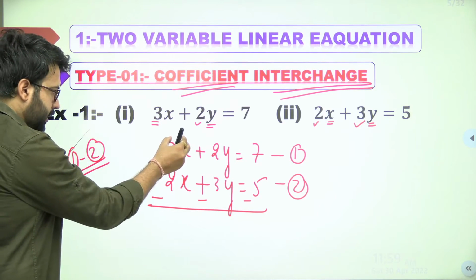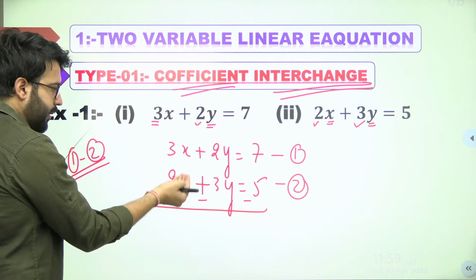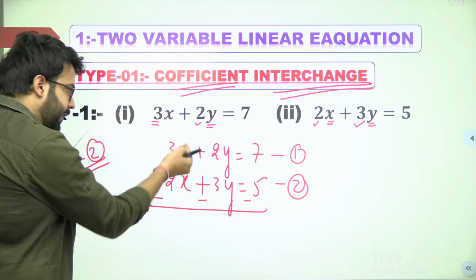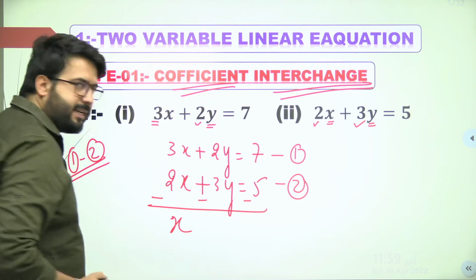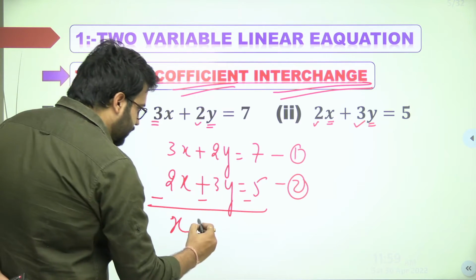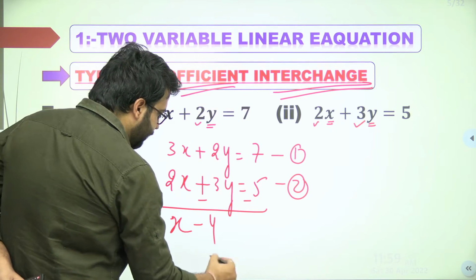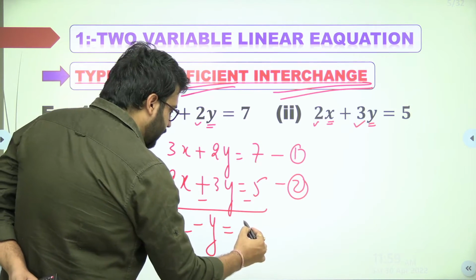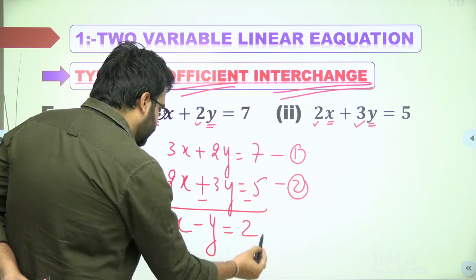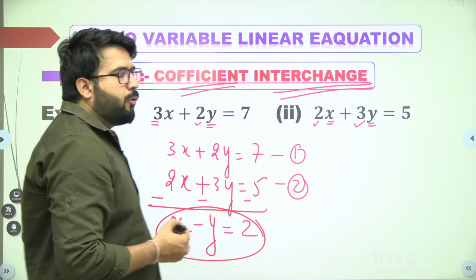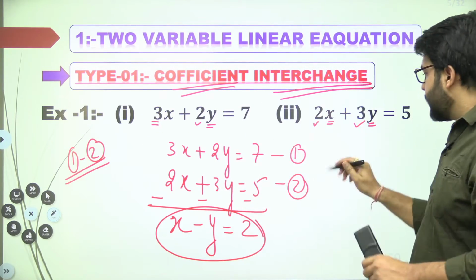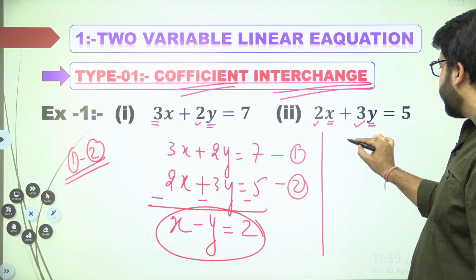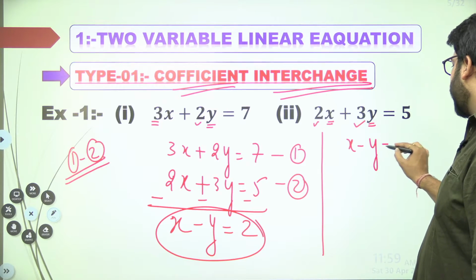So if you subtract 3x minus 2x, that means you have to subtract 2x from 3x, what will you get? You will get x. Similarly here, you will get y. And the value on the right will be 2. Now you have to think about this expression. What is the meaning of x minus y is equal to 2?